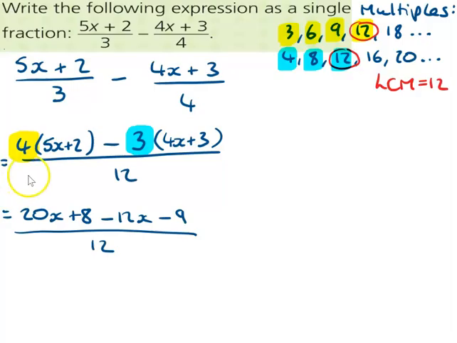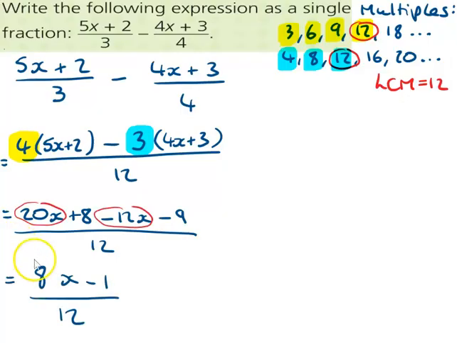Next we're going to simplify. So 20x minus 12x, we're going to circle those. That gives us 8x. And 8 minus 9 is minus 1, and that's all over 12. And this is our final answer. This is our simplified algebraic fraction.